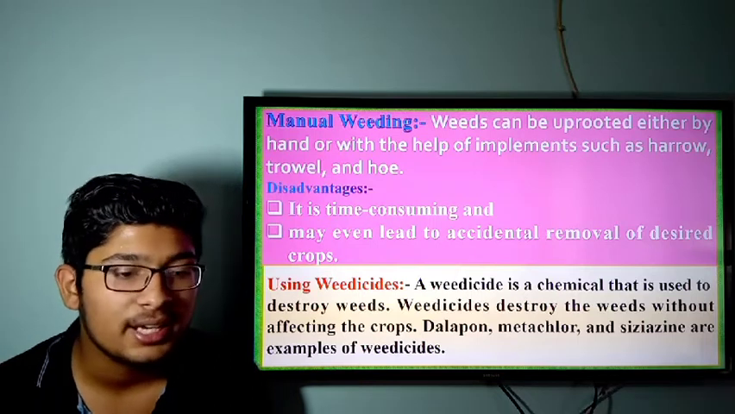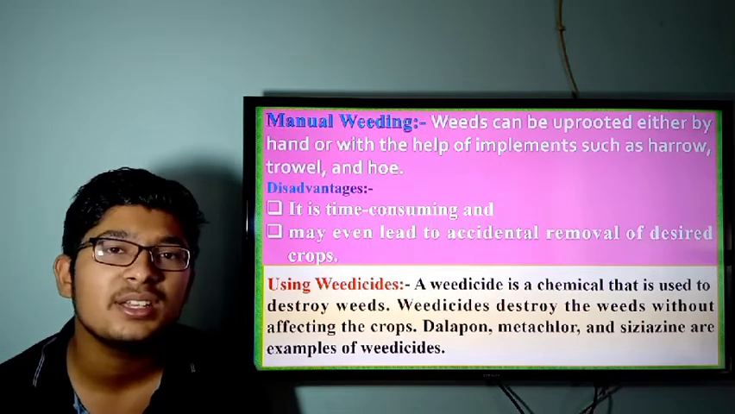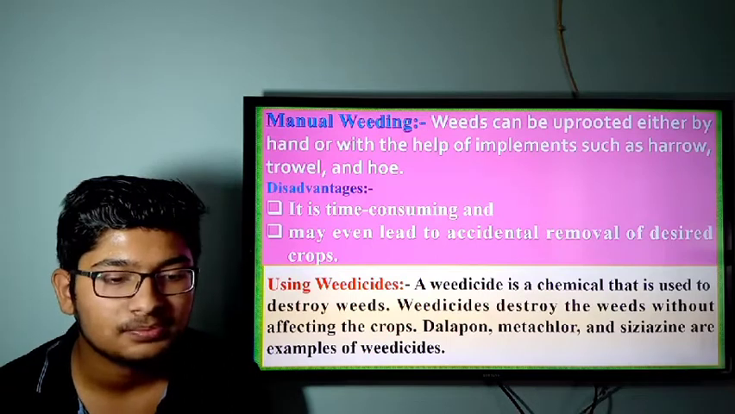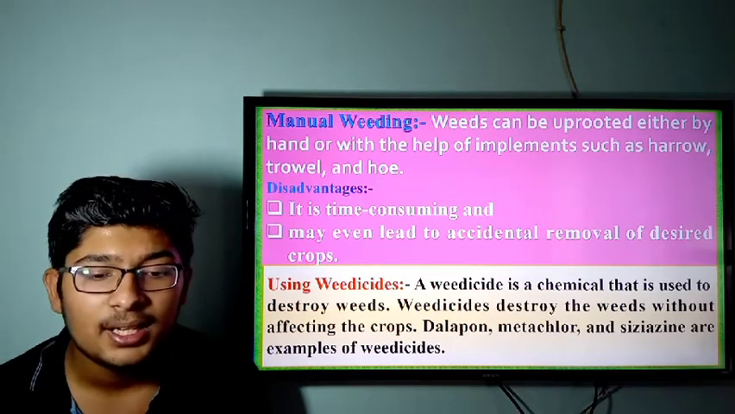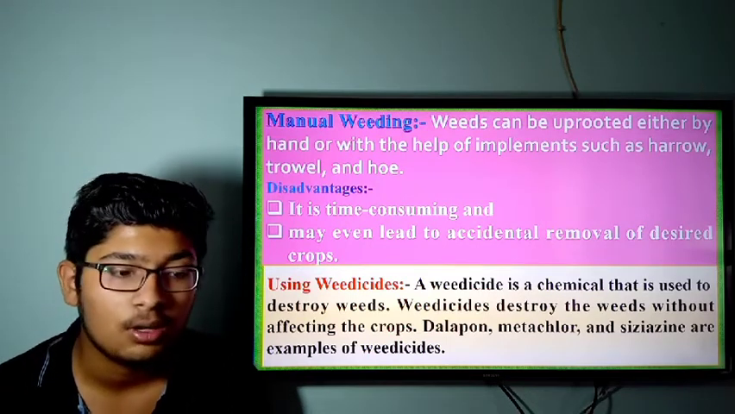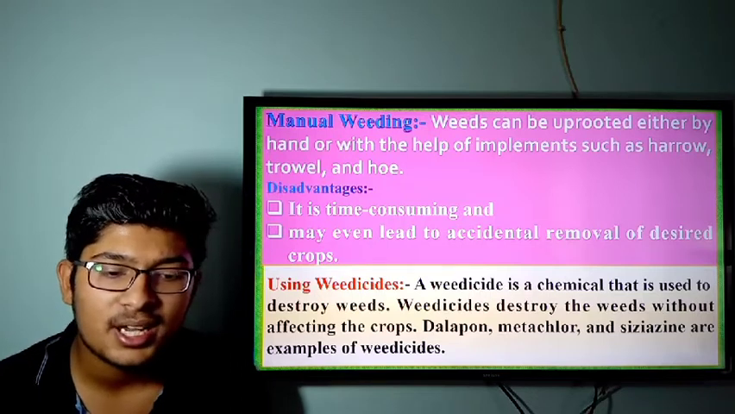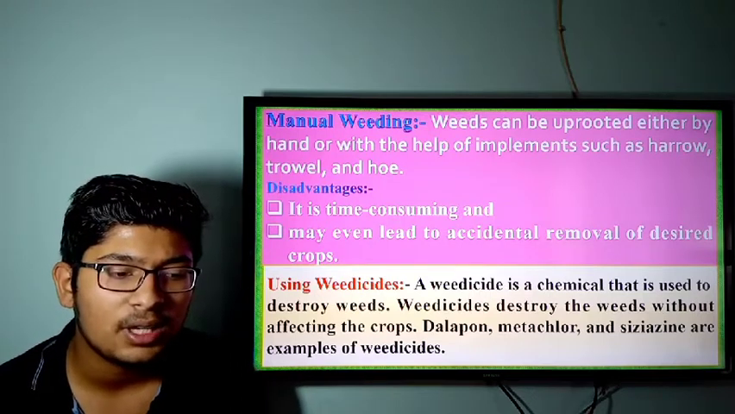The next thing is using weedicides, meaning chemicals. Okay, so weedicide is a chemical that is used to destroy crop weeds. Weedicides destroy the weeds without affecting the crops.